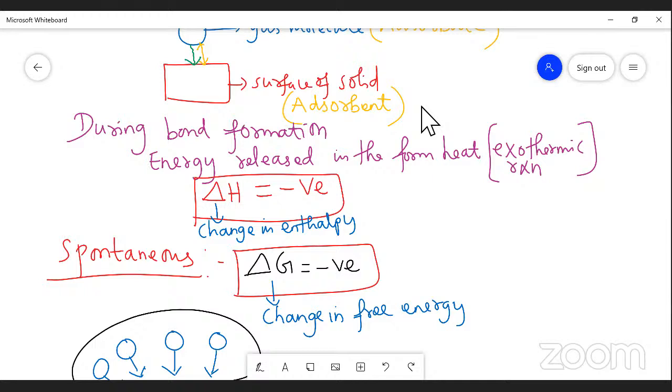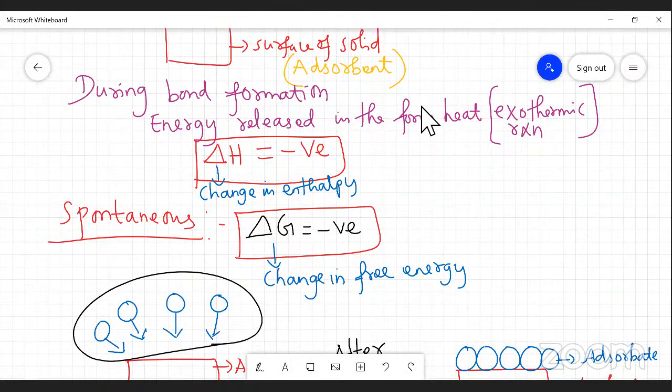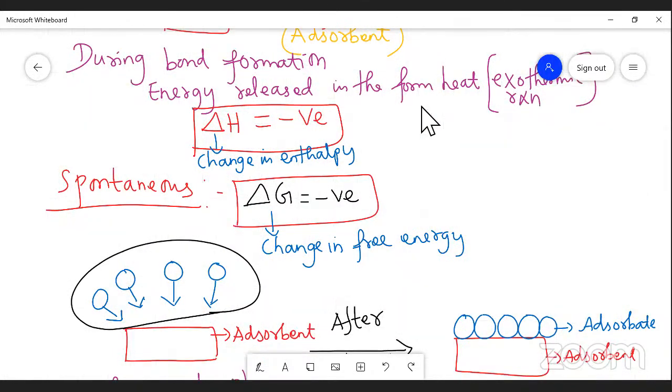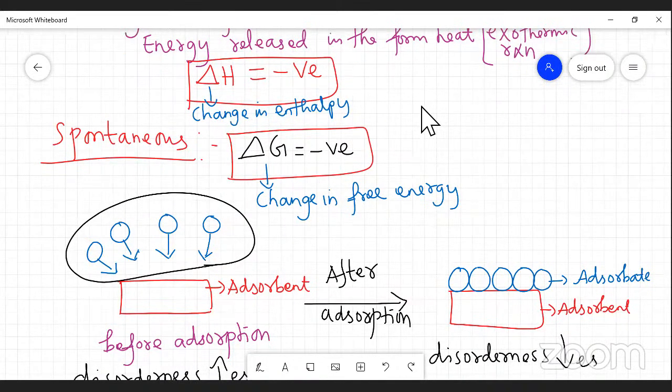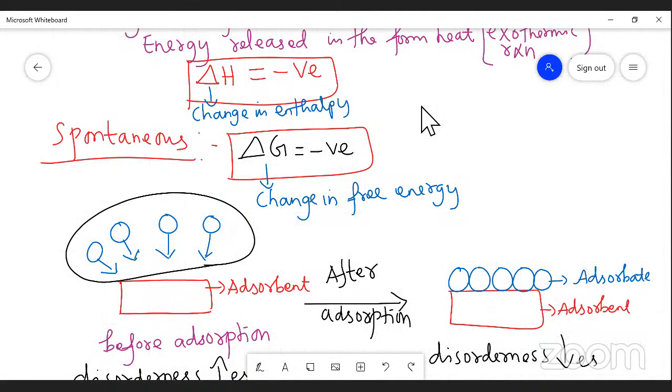What is del H? Change in enthalpy. The change in enthalpy should have what value? Negative value. And the second point, we are talking about spontaneity. Adsorption is a surface phenomenon. Whenever adsorption is taking place, this is a spontaneous process. For a spontaneous process, the change in free energy is a negative value. So del G should be negative.